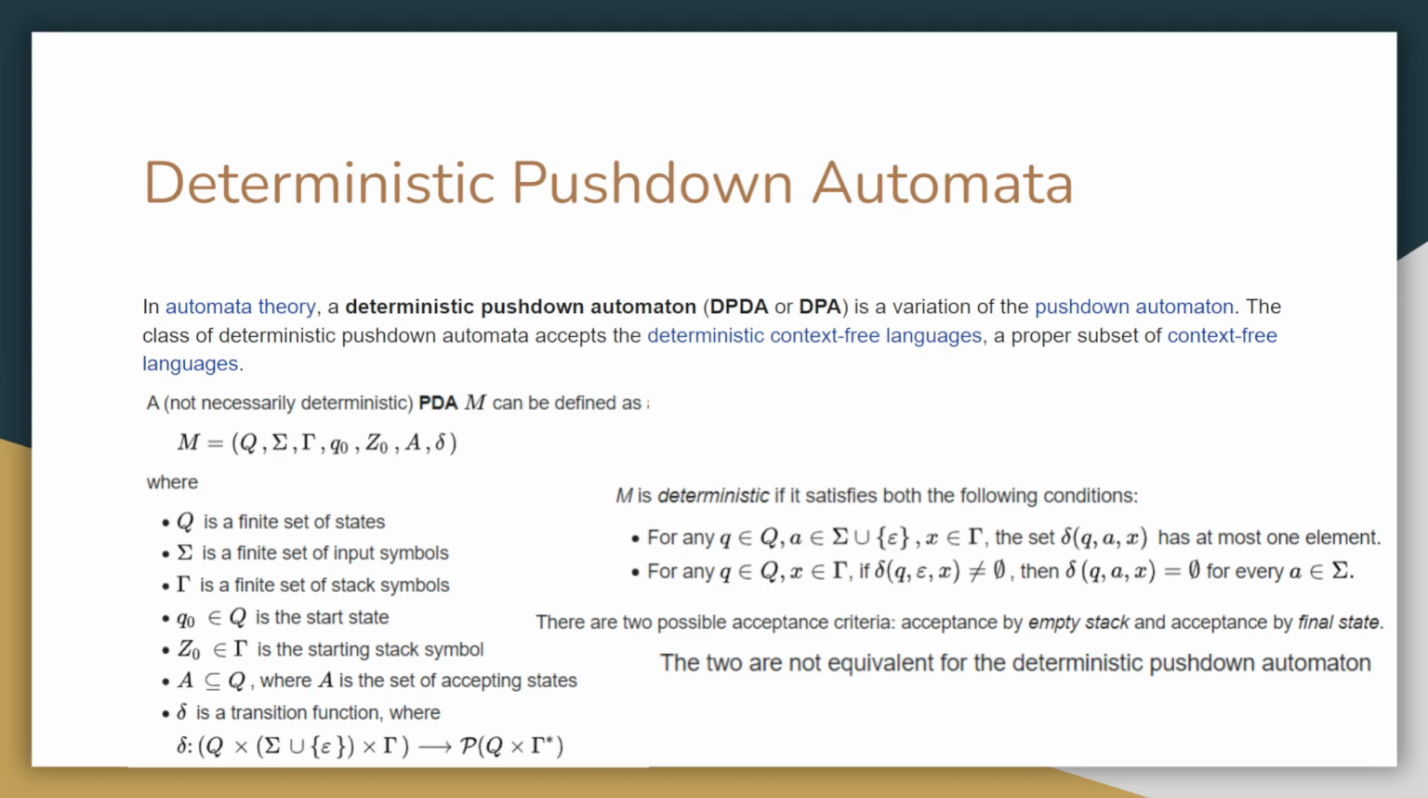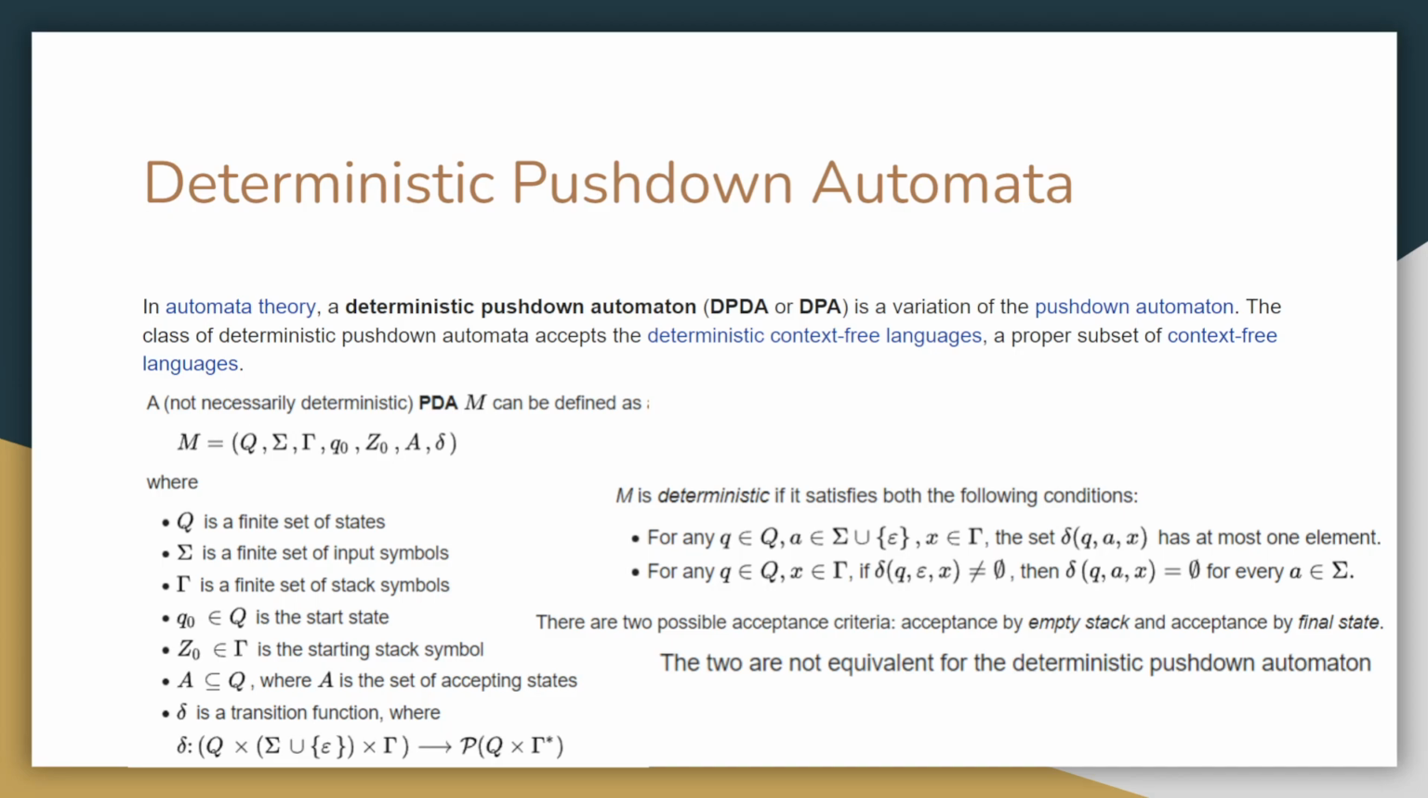The second condition would be: for any q belongs to Q and x belongs to the symbols, if delta of q, epsilon, x is not equal to the null set, not the final state, it's the null, then delta of q, a, x is equal to null for every a belongs to epsilon.